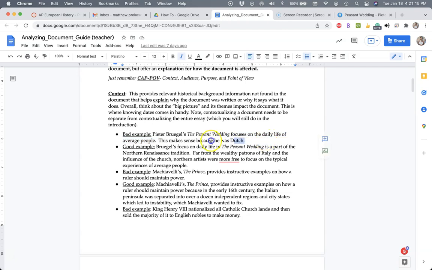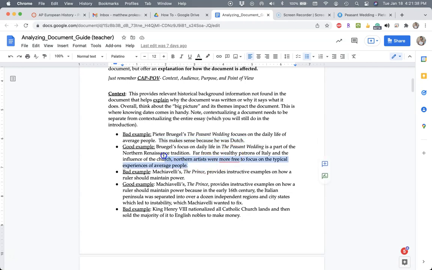So here's the student's attempt at, this actually is kind of closer to POV, to be completely honest, but it still doesn't work. This says, this makes sense because he was Dutch. So please never write a sentence like that. It is just bad writing. It is not an attempt at analysis. It is a waste of time. Never write anything remotely like this. Don't say, this makes sense because he was a king. This makes sense because she was a woman. None of that. Don't do it.